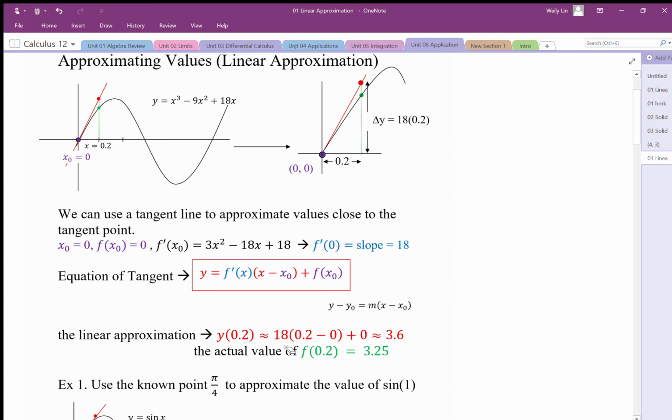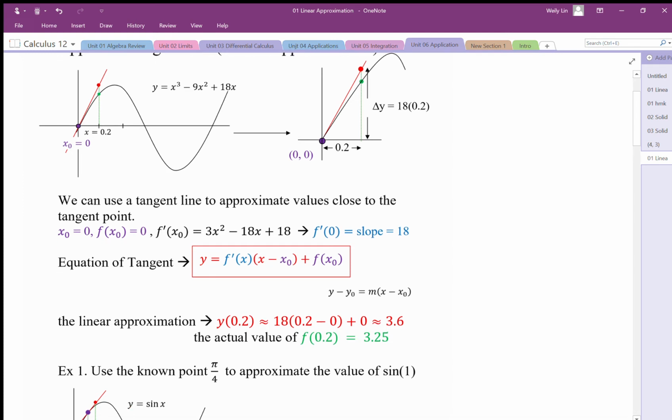And if we actually calculate the real value of f of 0.2, it's about 3.25. Okay, so we plug it into this black curve, which is this original cubic equation. We get a value of 3.25, and the estimate that we got with the linear equation of 3.6 then represents an overestimate, which is what our graph indicates.